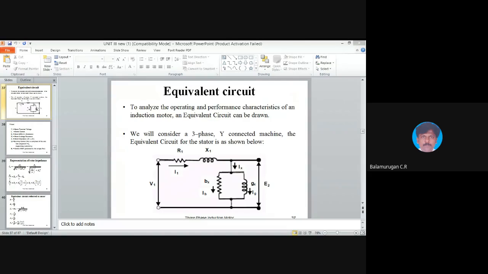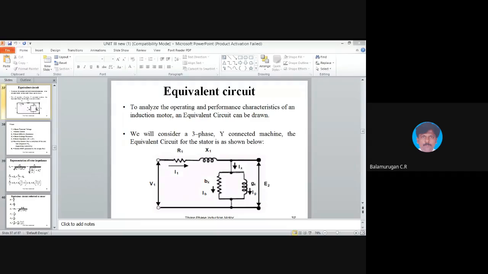And you consider the constant terms. What are the constant terms available? 2 pi and 60. If you make it a whole number, you will get TG equal to 9.55 into 3 I2 double dash square R2 dash by S, divided by NS.